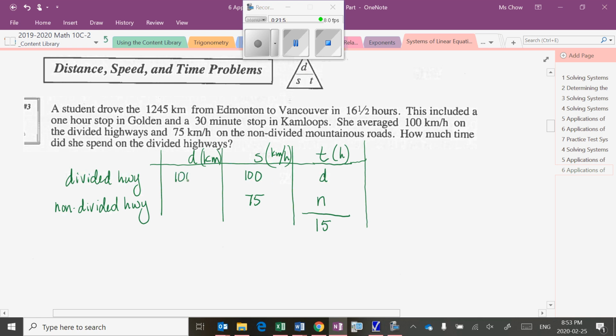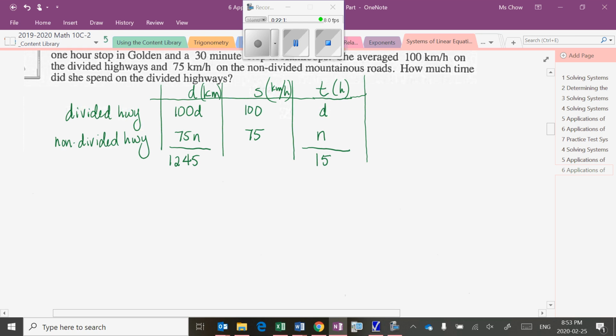So 100 times D is the distance traveled on the divided highway, and 75 times N is the distance traveled on the non-divided highway, and we know the total distance there is 1,245, and there we have our two equations right there. So we know that N plus D equals 15. So that has to do with time. Our other equation having to do with distance then is 75N plus 100D is equal to 1,245.